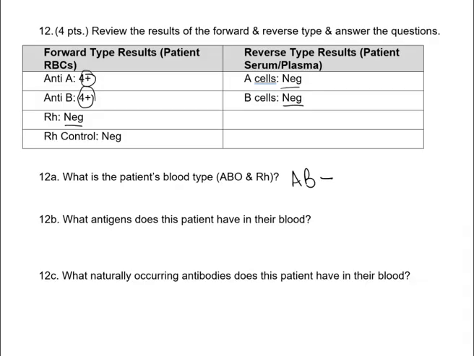What antigens does this patient have on their red cells? They would have A antigens and B antigens on their red blood cells. What naturally occurring antibodies does this patient have? This AB person wouldn't have any antibodies in the plasma.